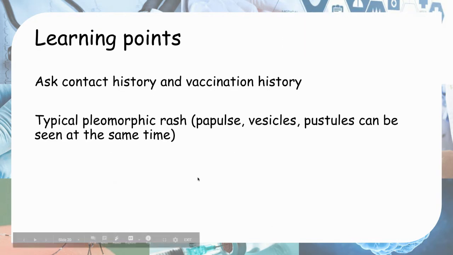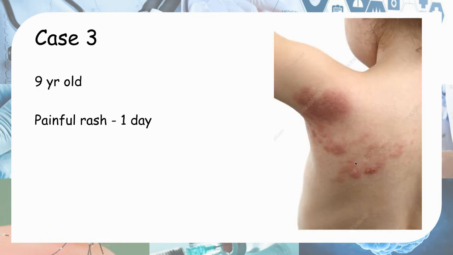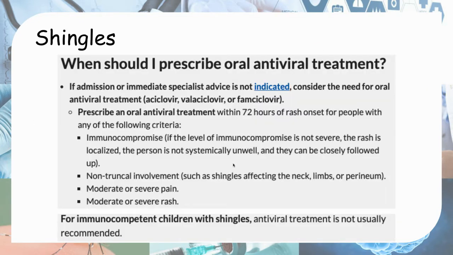So learning points, you ask about contact history and vaccination history again. And remember, chickenpox has the typical pleomorphic rash, many forms: papules, vesicles, pustules at the same time. So after your chickenpox, what do you get? There's a dermatomal distribution of rash. It's painful. It's known as shingles.